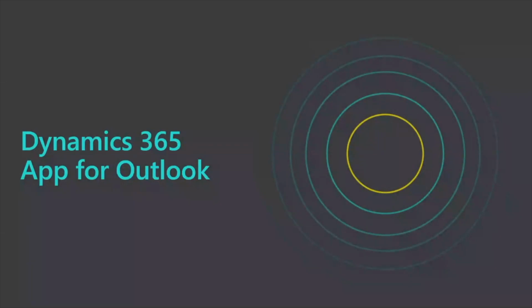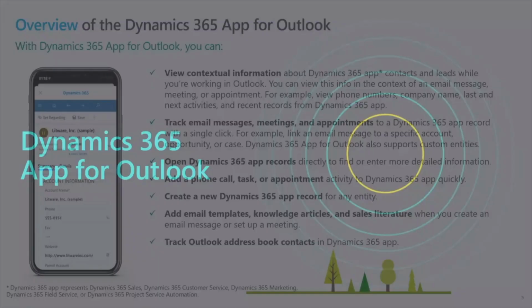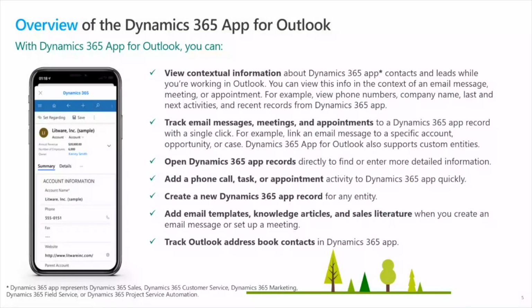So first, let's discuss what's in the app for Outlook. You may already know it, but it's good to review some of the core features. The app for Outlook allows you to view contextual information about Dynamics 365 contacts, leads, records while you're working in Outlook, without having your CRM opened in the browser and Outlook opened in the background. You can view everything in the context of an email message, a meeting, or appointment. For example, you can view phone numbers, company name, job title, last and next activities, and recent records right from the app for Outlook within Outlook without having to leave Outlook.